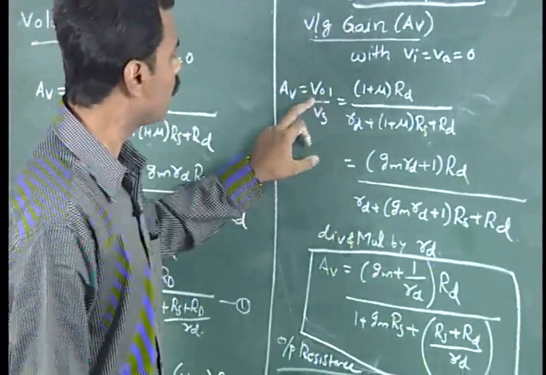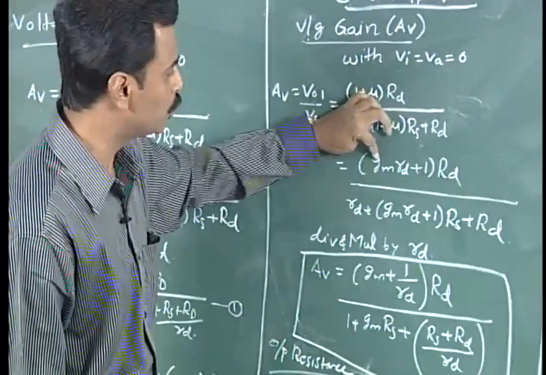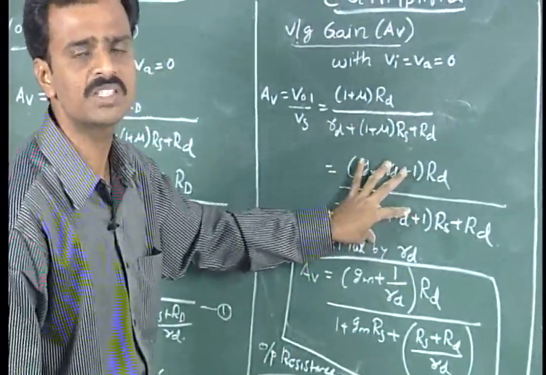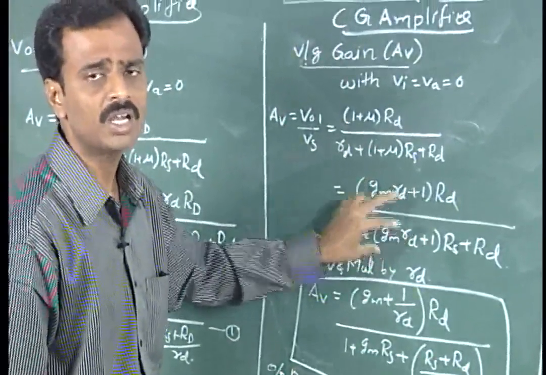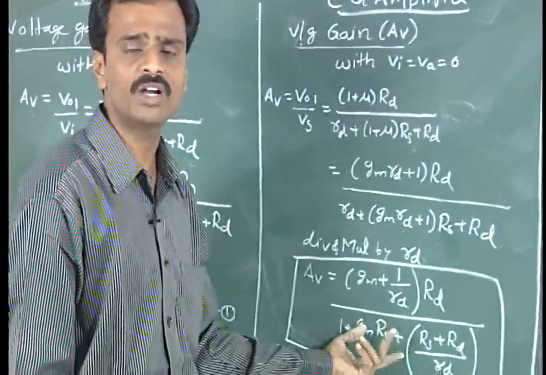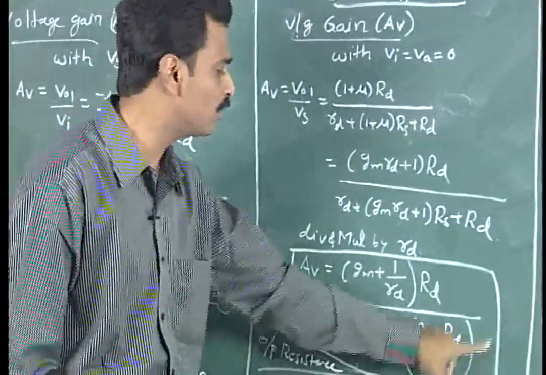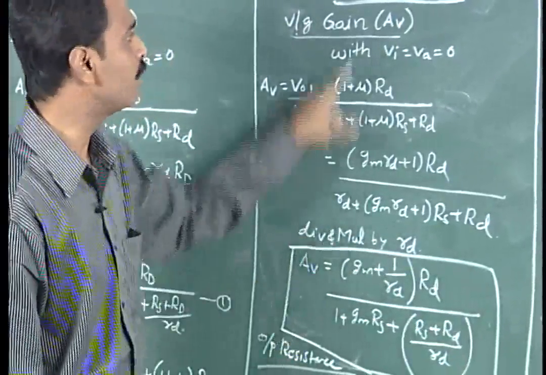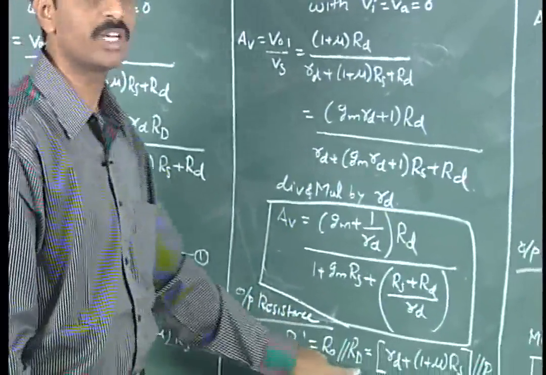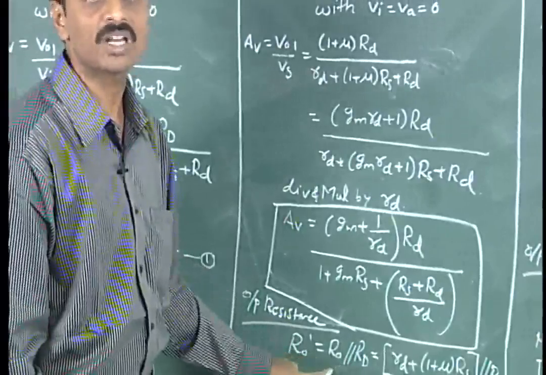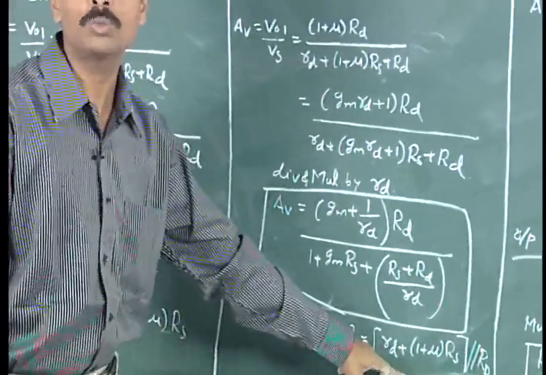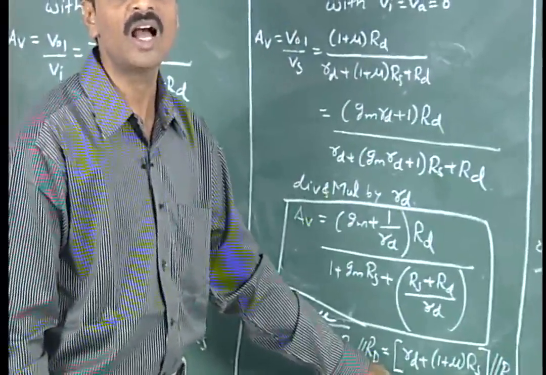So now, once again replacing mu equal to GmRd, and to get a simplified form, once again it has been multiplied and divided by 1 by Rd, and this is the simplified form of the voltage gain for the case of the common gate amplifier. And similarly the output resistance expression is obtained from the resistances which are in parallel, R0 and Rd. So it is the final simplified expression for the output resistance for the case of the common gate amplifier.